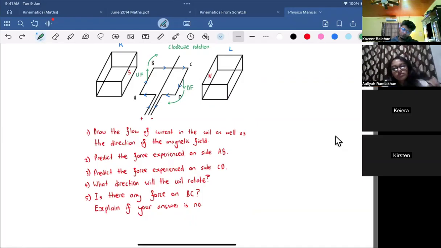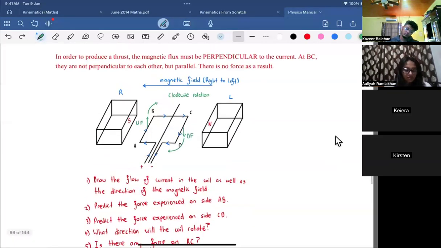So, Kiara, I see you drew the correct direction of current. I didn't see you draw the magnetic field. I forgot, sorry. And I didn't see you draw the forces. So AB would experience an upward force as per left-hand rule, and CD would experience a downwards force as per left-hand rule.